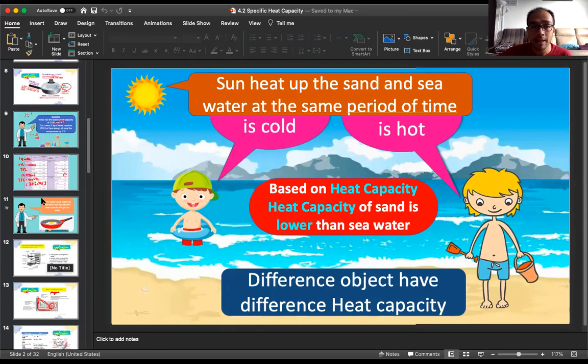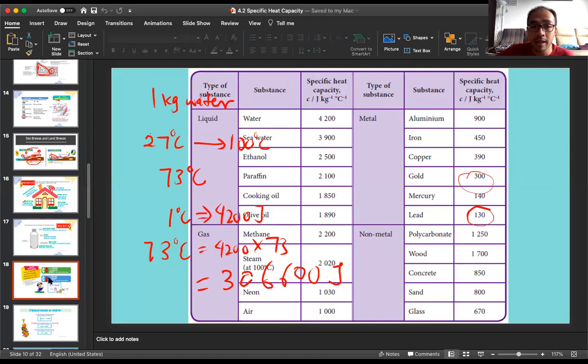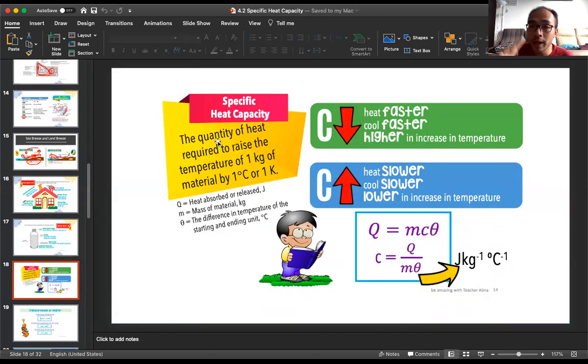And then after that, we looked at specific heat capacity, and we were looking at all these numbers. This is also found on page 128 in your textbook. We realized that the big difference between the original definition of heat capacity and specific heat capacity is the word specific. Specific really refers to 1 kilogram. Which is why the definition for specific heat capacity is the quantity of heat required to raise the temperature of 1 kilogram of material by 1 degree Celsius or 1 Kelvin.